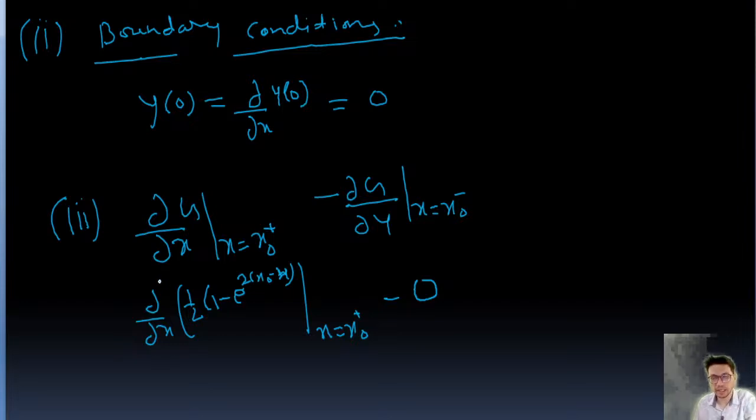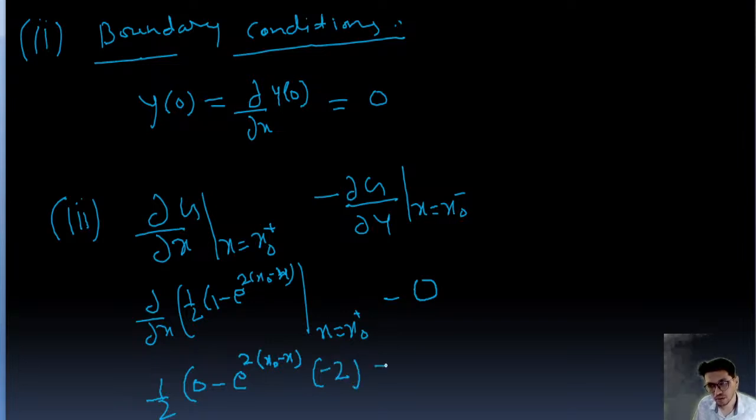Now we are going to differentiate it. If you differentiate it, this is going to be 1 by 2, this differentiation is 1, this is 0, 0 minus e to the power 2 times (x naught minus x), into the differentiation of this, which is going to be minus 2, minus 0.